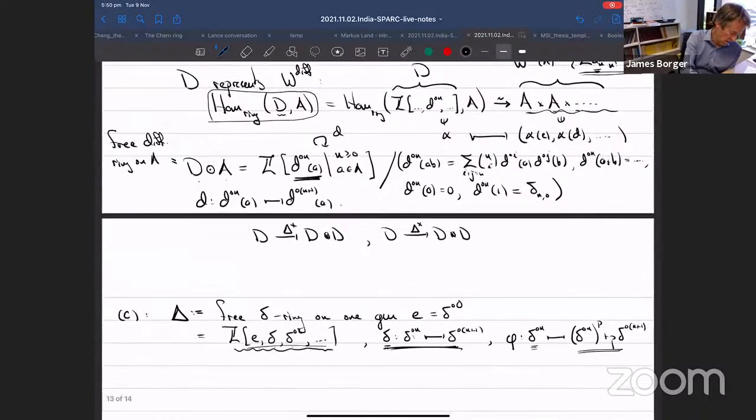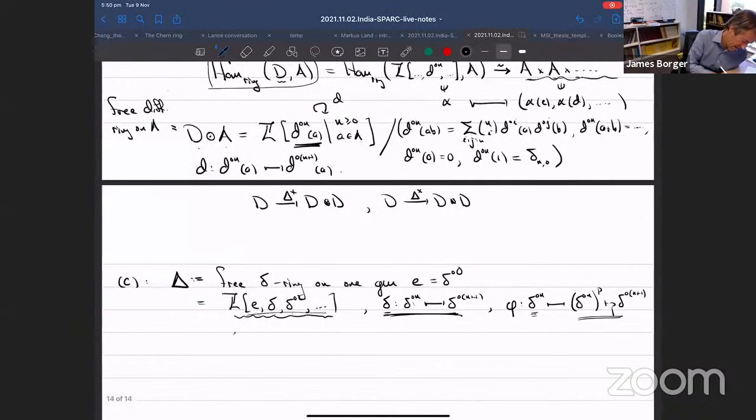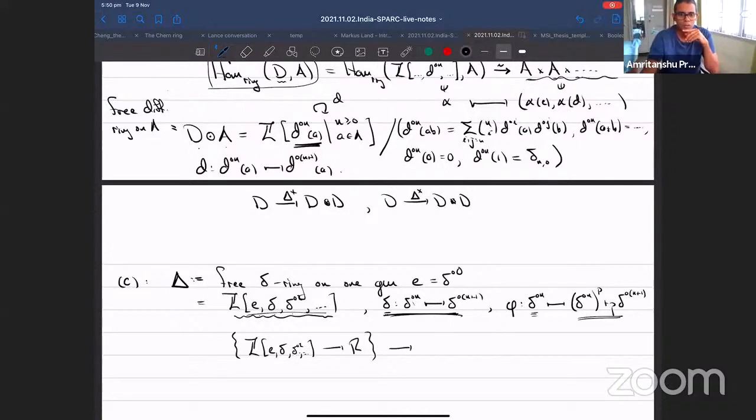Right, because a homomorphism, why is this the free one? So what is a delta ring homomorphism from this ring into a delta ring? Well, wherever you send E, everything else is determined, because all these higher generators are just delta of the lower ones. And why is phi always a ring homomorphism?